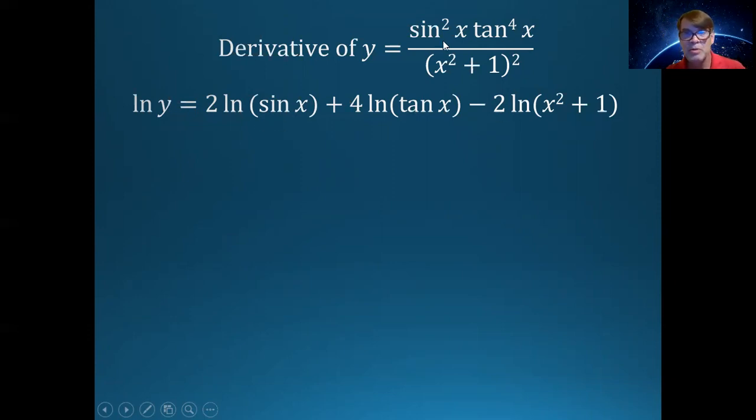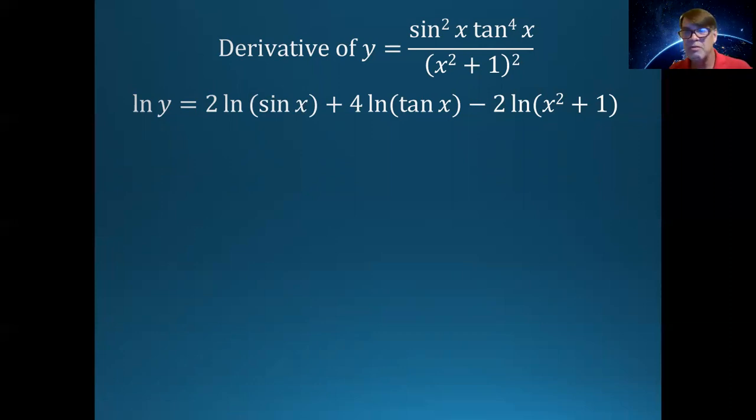And then you remember that when you have 2 things multiplied by each other, when you take the natural logarithm of them, they're just added together. Logarithm of sine of x plus logarithm of tangent of x. And then when it's in the denominator, you subtract it, minus the natural logarithm of x squared plus 1. Boy, that's easy. It's so easy. Now I use implicit differentiation.